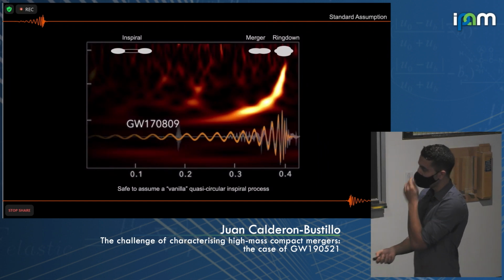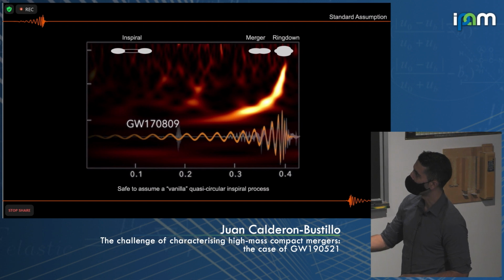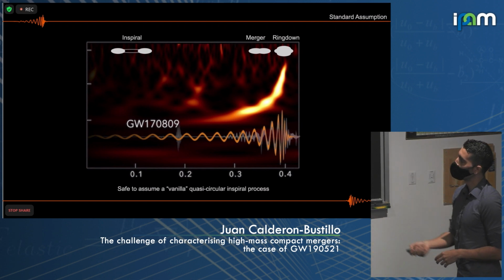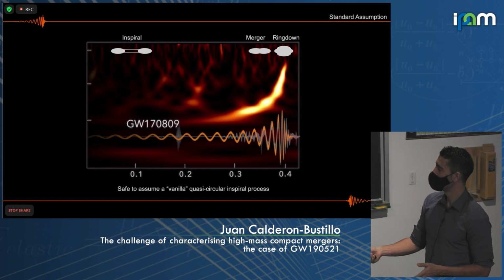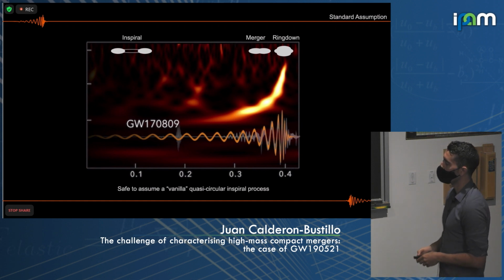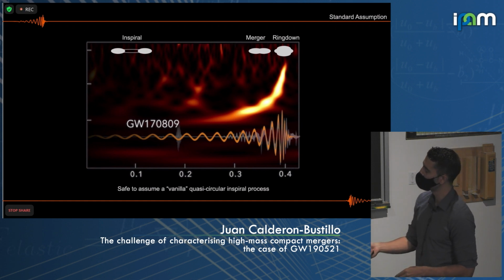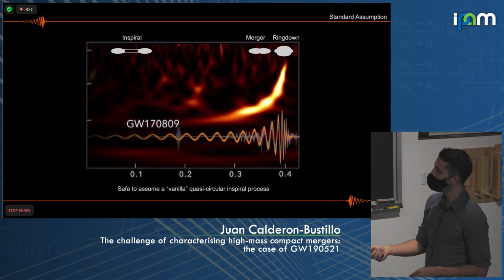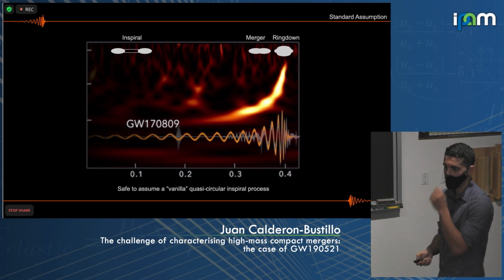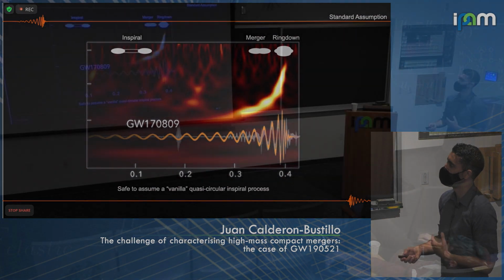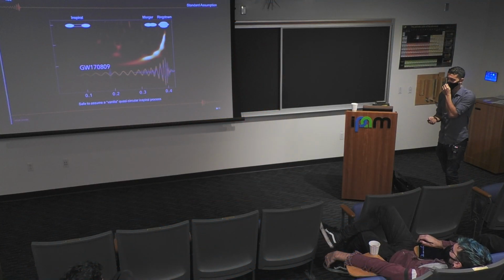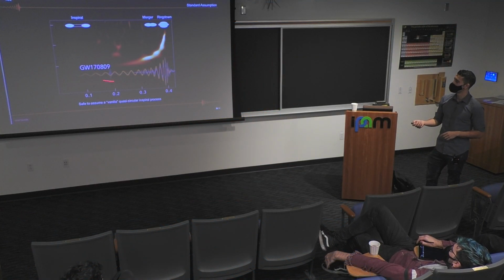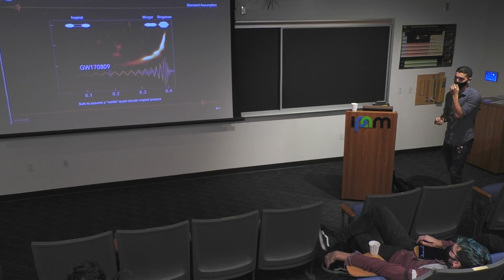So for a typical signal, we can see normally a quite long inspiral. And this allows us eventually to say, well, this may be safely assumed to be a quasi-circular binary. And because the most likely objects we consider are black holes, we go about analyzing these things with quasi-circular models for black holes.